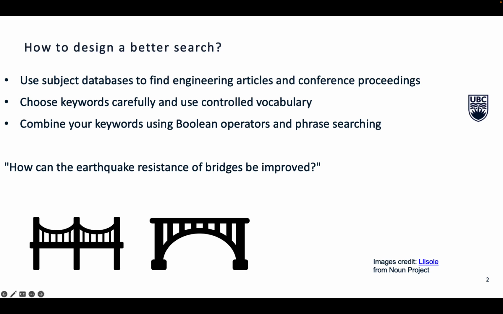Most people approach searching by typing a few relevant keywords, and in a search engine, this often yields decent results. However, you can be more precise in your searching by carefully choosing your keywords and combining those with search tools such as Boolean operators and phrase searching to improve the results you find. For this brief video, we'll use this research question as the starting point for searching. How can the earthquake resistance of bridges be improved?